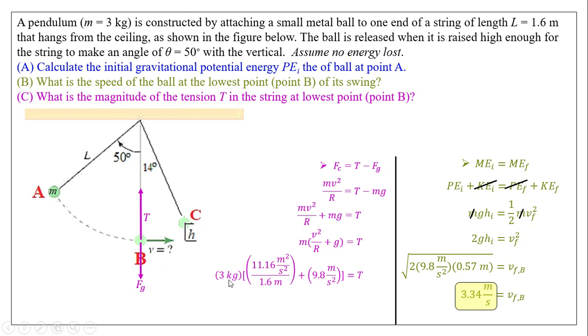M being 3 kilograms, and then V squared. So if you take 3.34 and square that, you'll get about 11.16. And then the length of the string, which is R, is 1.6. And then here, G, once again, is positive 9.8. And all that on your calculator will give you a magnitude of about 50.34 newtons. There is a bit of rounding involved here because there's decimals involved. All right, so that takes care of A, B, and C.